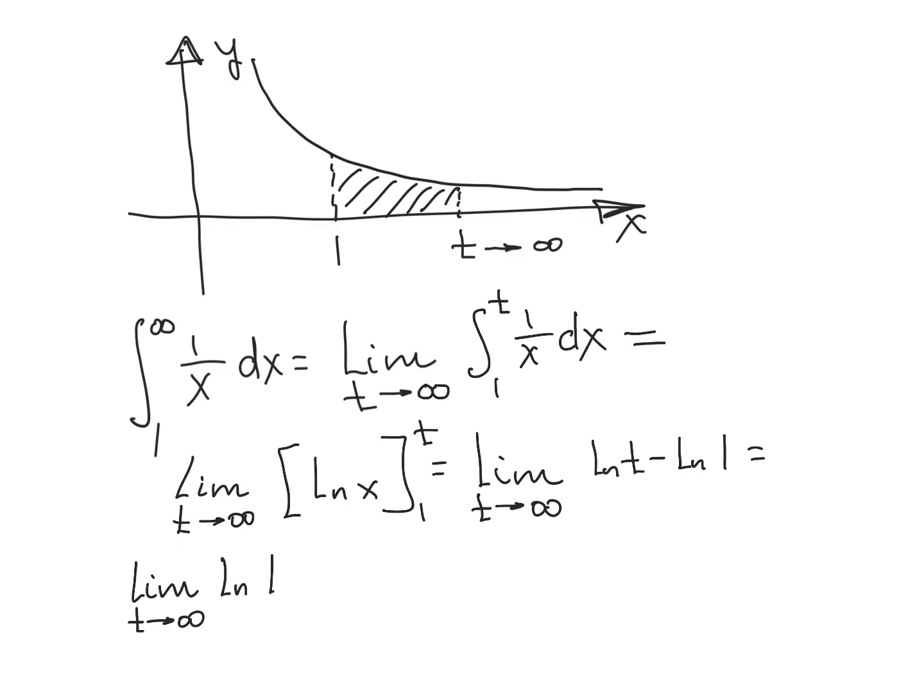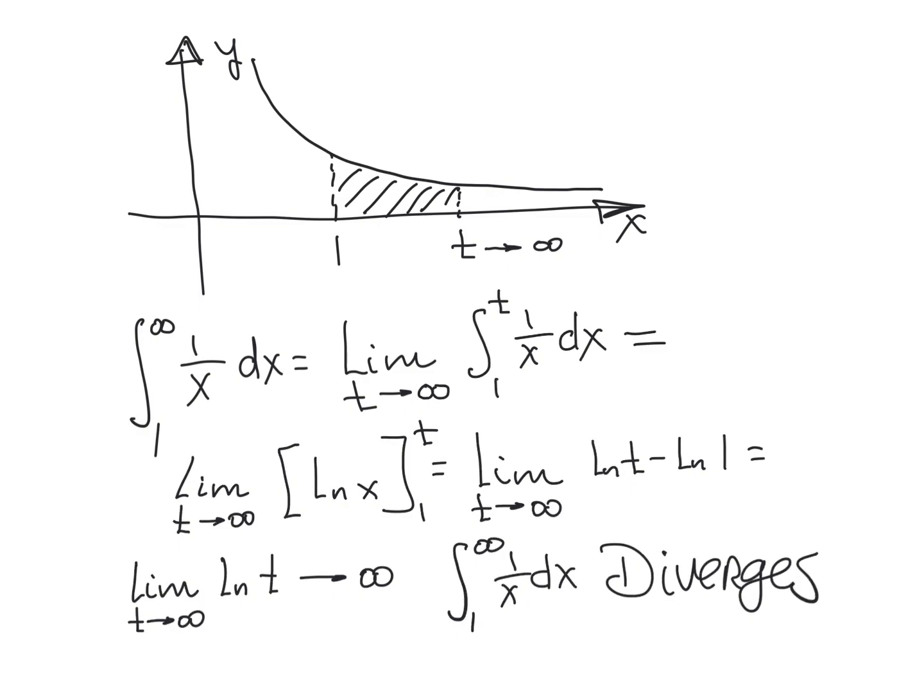And what we have to do is evaluate the limit as t goes to infinity of ln of t, and that, of course, is infinity. And we can then conclude the improper integral from 1 to infinity of 1 over x dx diverges. The area captured below the function 1 over x is infinite.